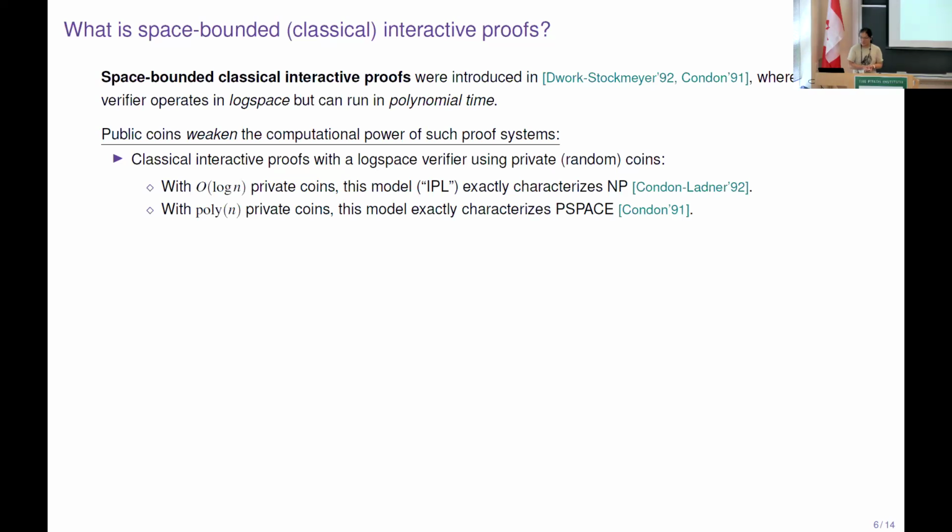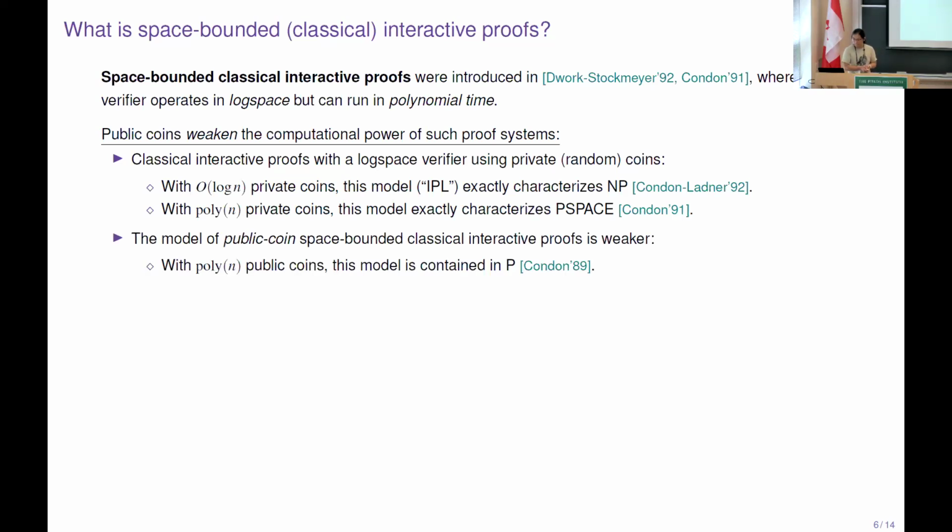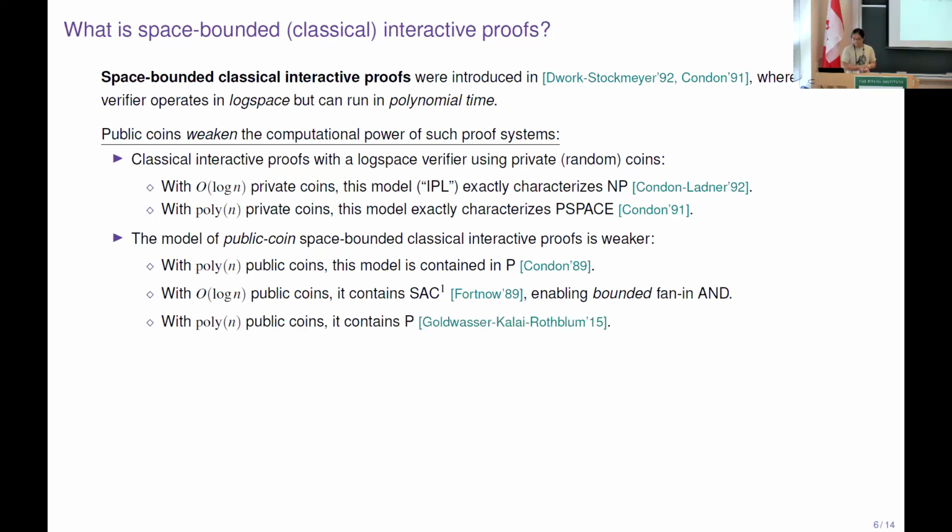But on the other hand, if we only talk about the public coin case, then Condon's PhD thesis shows that if we only use a polynomial number of public coins, then the whole proof system contains P. But the lower bound seems a bit harder. In Lentz-Fussenegger's thesis, he shows that using log n public coins, we can verify computation in SAC1. Here the S just means semi-unbounded, that the AND gate has bounded fan-in.